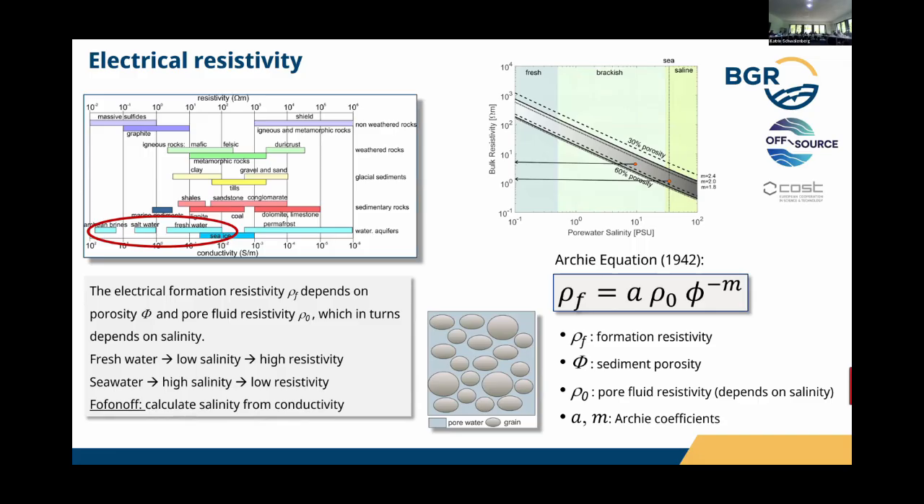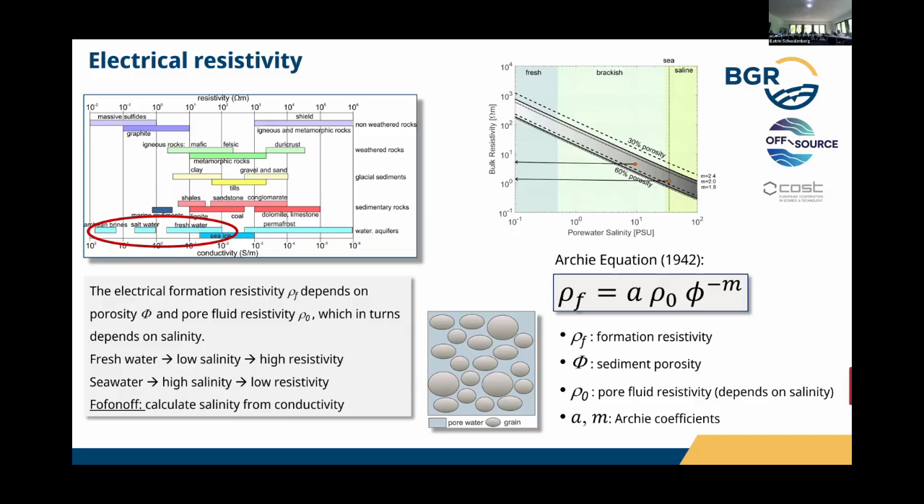Seawater has mostly a conductivity of 3 Siemens per meter. Shallow seafloor sediments have 1 Siemens per meter. The other way around, seawater is 0.3 ohm meter, which is the unit for resistivity, and seafloor is about 1 ohm meter. So that's the difference. Here, at 10 to the 1, we are a bit above 1 ohm meter at a porosity of 60%.